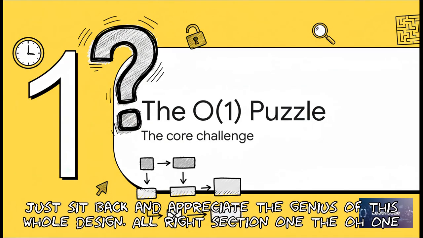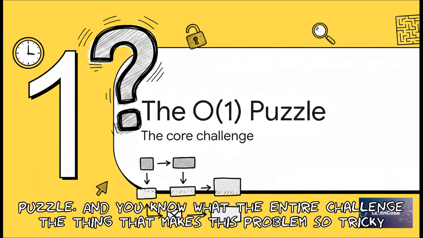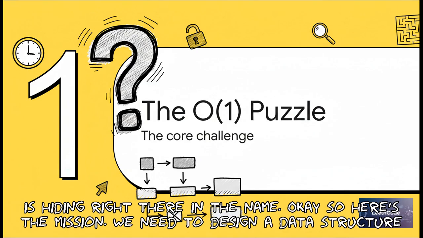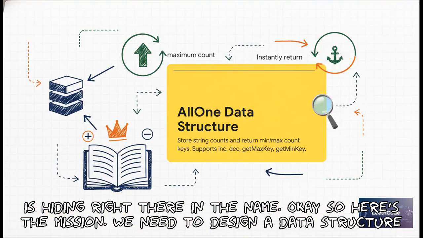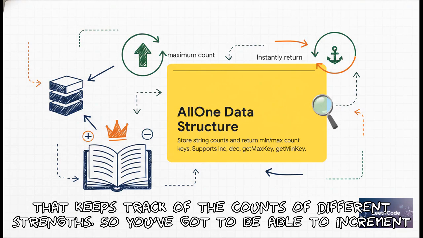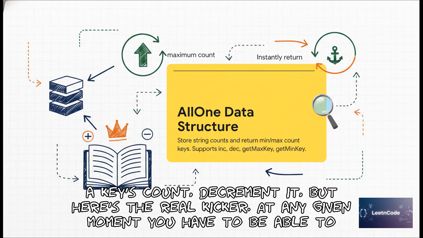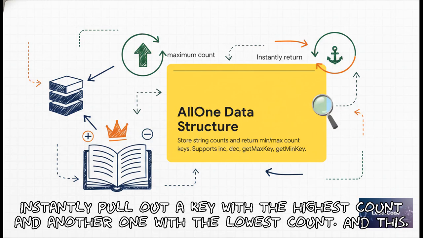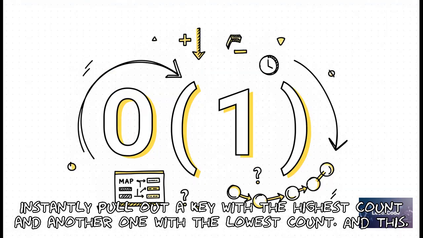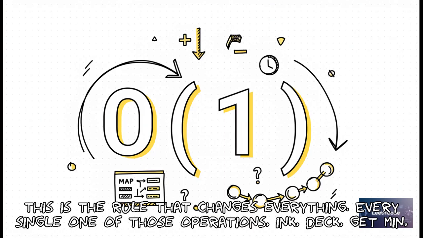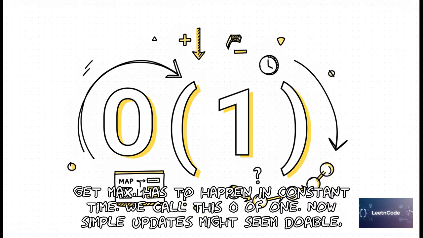All right, section 1, the O(1) puzzle. And you know what? The entire challenge, the thing that makes this problem so tricky, is hiding right there in the name. Okay, so here's the mission. We need to design a data structure that keeps track of the counts of different strings. So you've got to be able to increment a key's count, decrement it, but here's the real kicker. At any given moment, you have to be able to instantly pull out a key with the highest count and another one with the lowest count. And this is the rule that changes everything. Every single one of those operations, inc, dec, getMin, getMax, has to happen in constant time. We call this O(1).